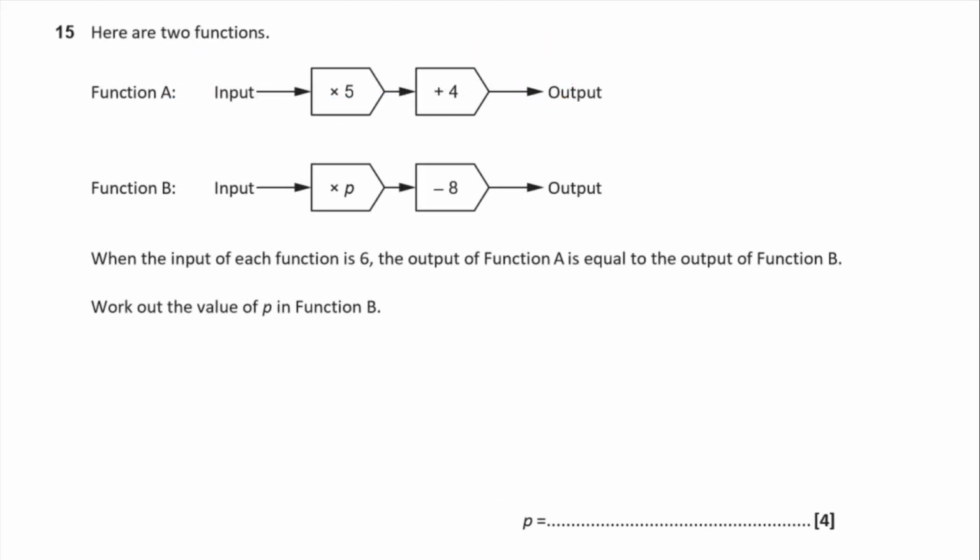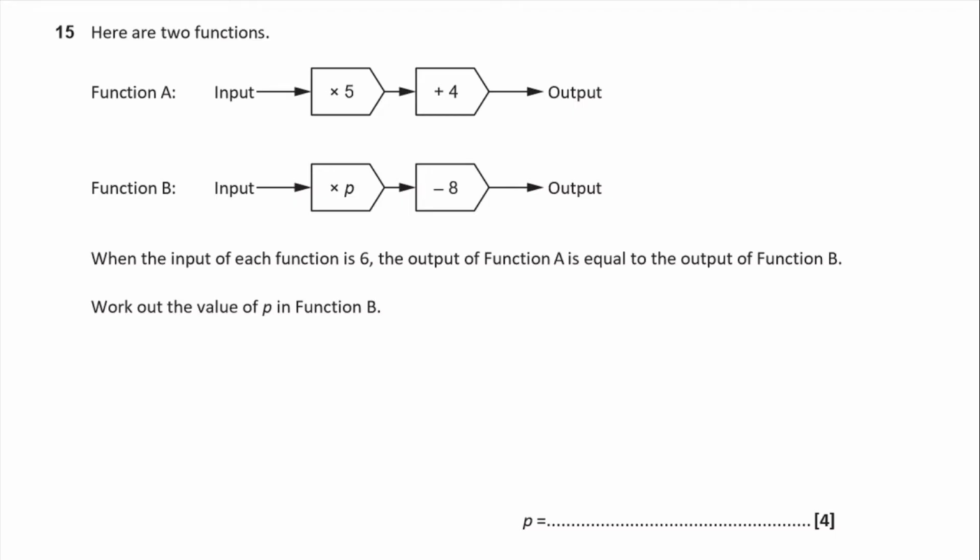Question 15, here are two functions. Function A, we take the input, we multiply it by 5, we add 4 and we get the output. Function B, we've got the input, we times it by some value P, we don't know yet, and then we subtract 8 and we get the output. And it says when the input of each function is 6, the output of function A is equal to the output of function B. Work out the value of P in function B.